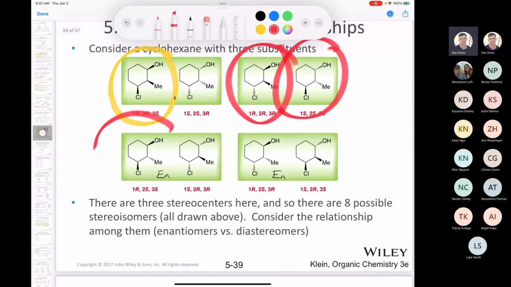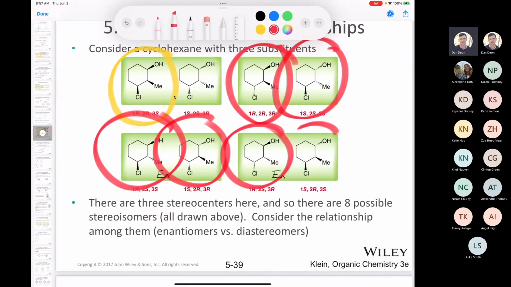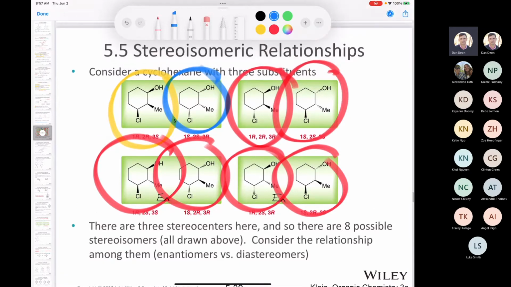It is the diastereomer of every single other compound in here. So the compound in the yellow box has one enantiomer, one non-superimposable mirror image, and it has 6 diastereomers. Give me a thumbs up if you follow me on that idea. Remember, diastereomers are stereoisomers that aren't enantiomers.